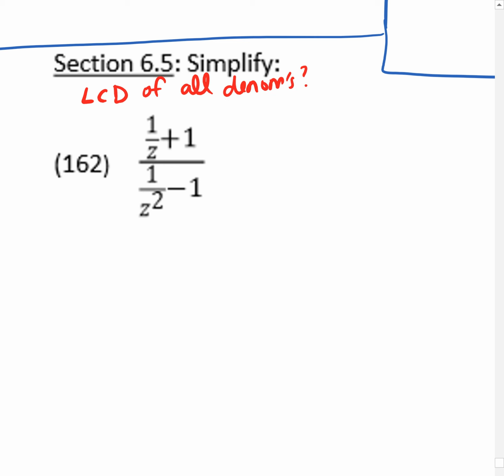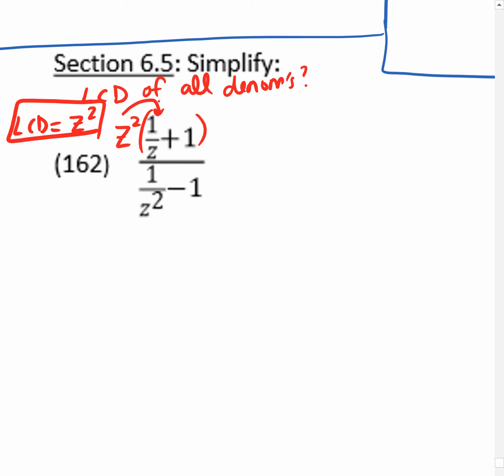There's only two denominators here. There's a z and a z squared. Between z and z squared, the LCD is z squared. Alright, and once you decide what the LCD is, you just multiply the entire big numerator by it.